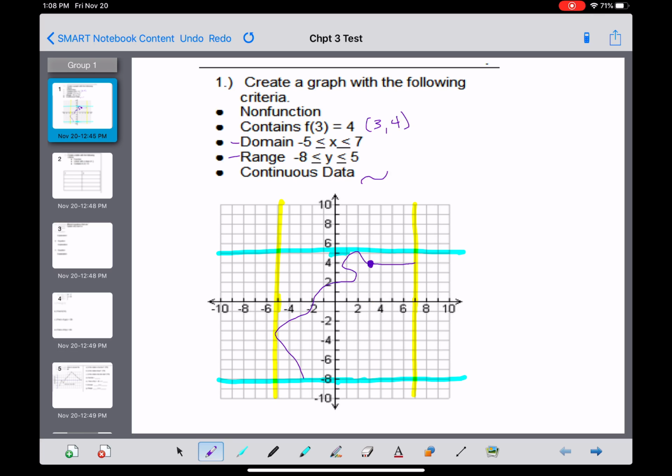Okay, so it's a non-function because I fail my vertical line test at a couple of different places. I go through the coordinate (3, 4). I go from side to side, left to right, so I meet the criteria of my domain. I go from top to bottom, so I meet my range. And then it is continuous because I don't have to pick up my pencil at all.